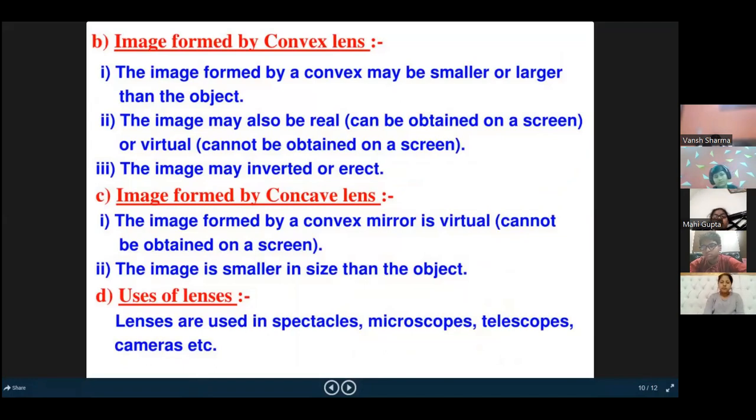Now see the image formed by both of the lenses and where these lenses are used: in spectacles, microscopes, cameras, telescopes. You must have seen them, you know that?